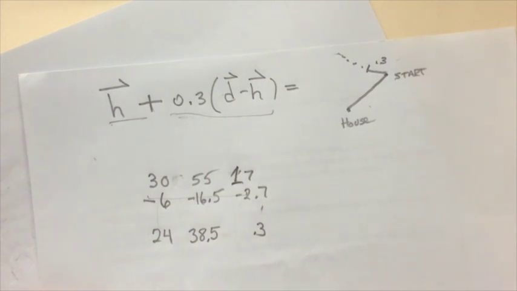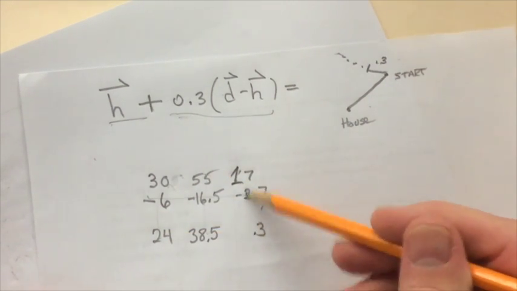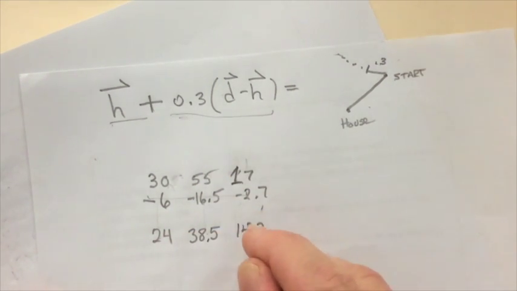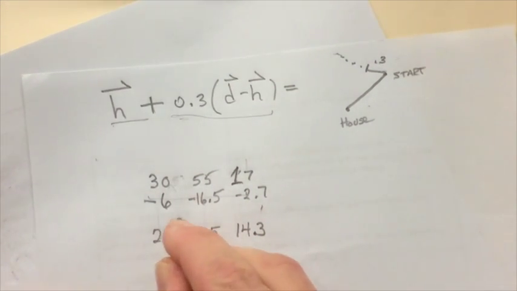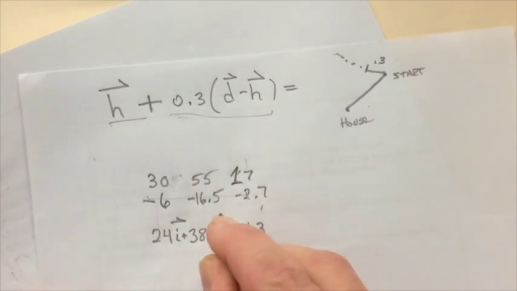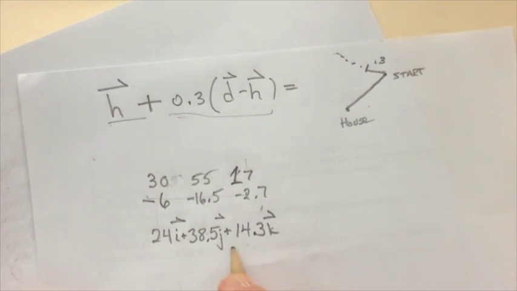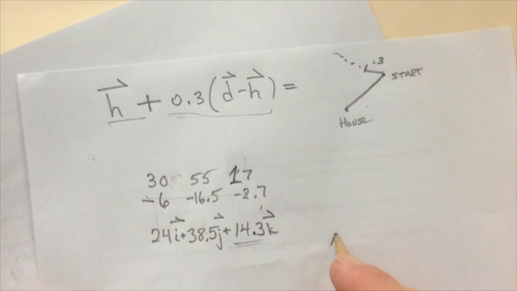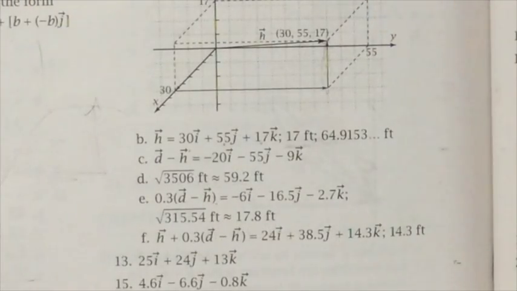We added them. Now we turn the components into a vector described by its components. We get 24i plus 38.5j plus 14.3k, and that is the answer you're looking for. And by the way, 14.3 is the vertical component, so that's how high off the ground the message is. There you go.